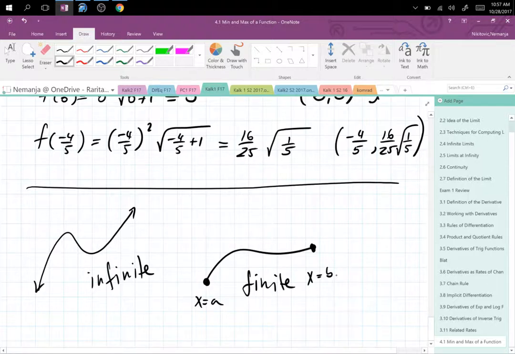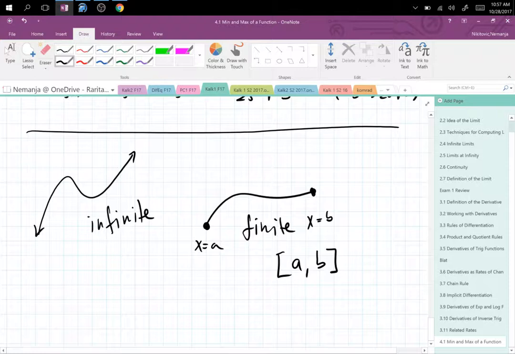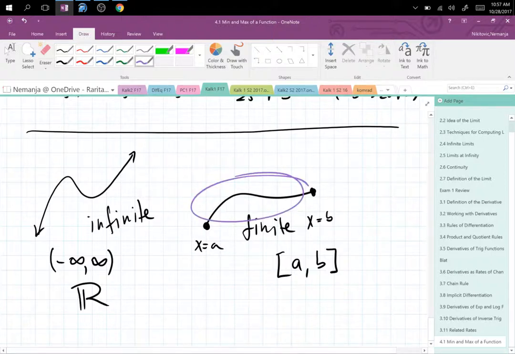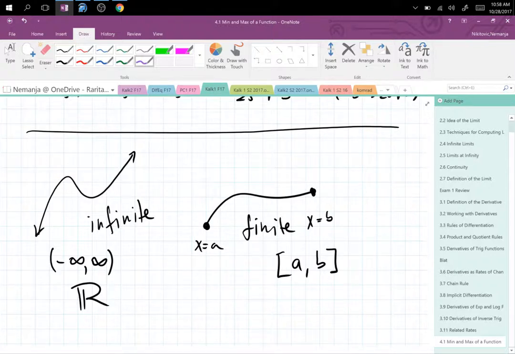We call the closed interval a to b with brackets. Now the infinite one is negative infinity to positive infinity using parentheses. You can also use the double-bar R. Whatever notation. So now, in addition to using the derivative to check for all the points between a and b, to find all the min and max values you can find, you also have to calculate the function value at a and b, to actually find out whether the absolute max or absolute min occurs at those endpoints.